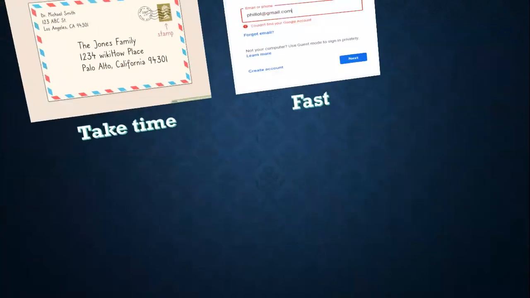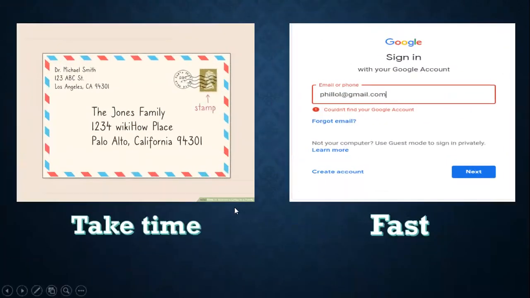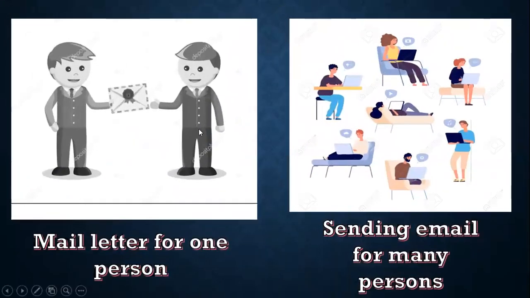Excellent. The mail takes many days or takes time, while the email is sent instantly. It takes only a few moments. So it is a faster way than mail. You can mail a letter to only one person, while you can send an email to more than one person at the same time.